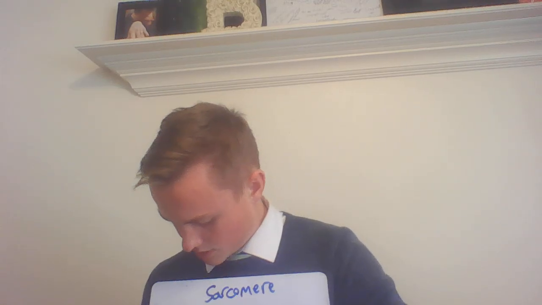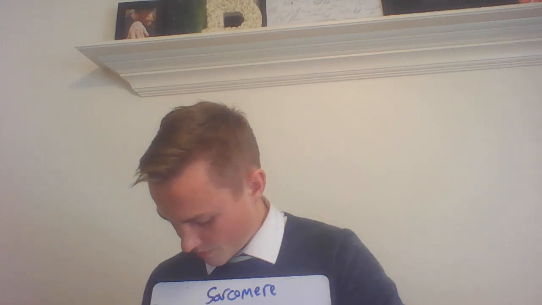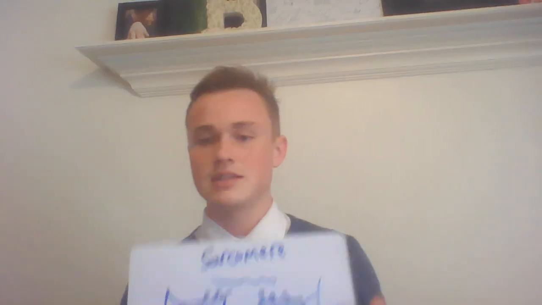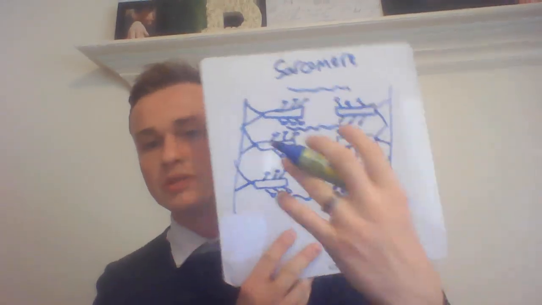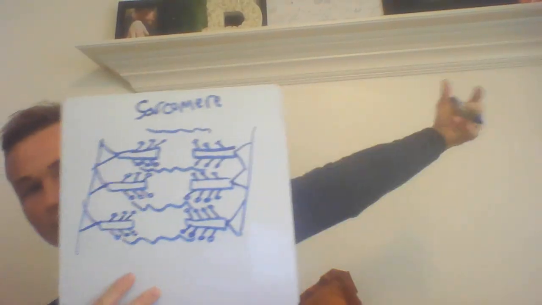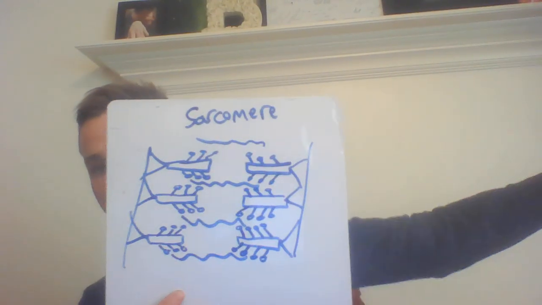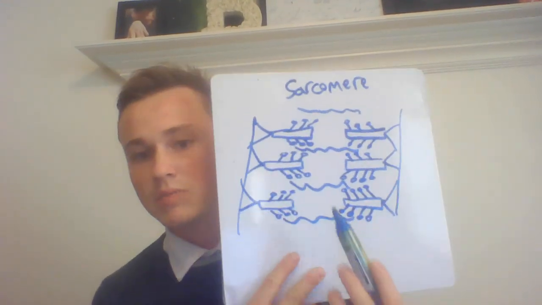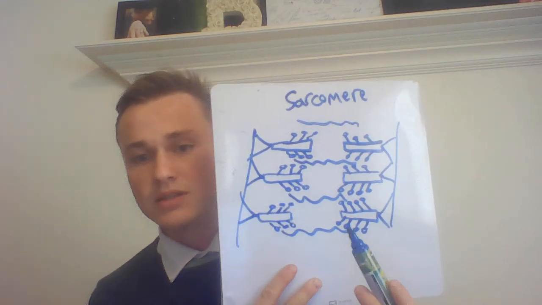Now this is just a single sarcomere. If I were to try and draw an entire muscle worth of sarcomeres, it would be like copy and paste this over here, and then over here, and over here, and it just continues down. But this is the smallest muscular unit that we see contracts.